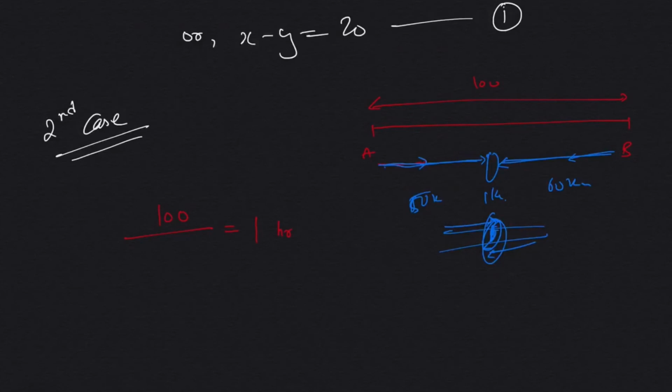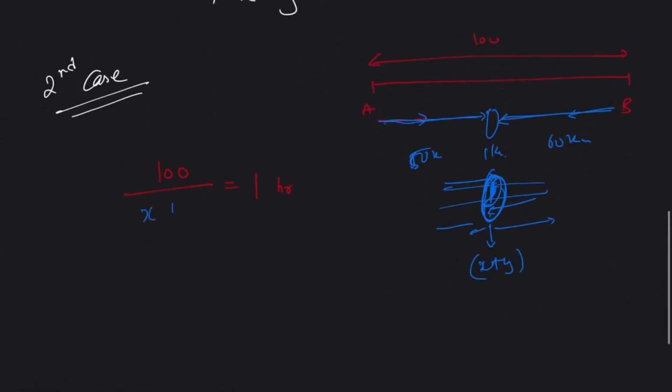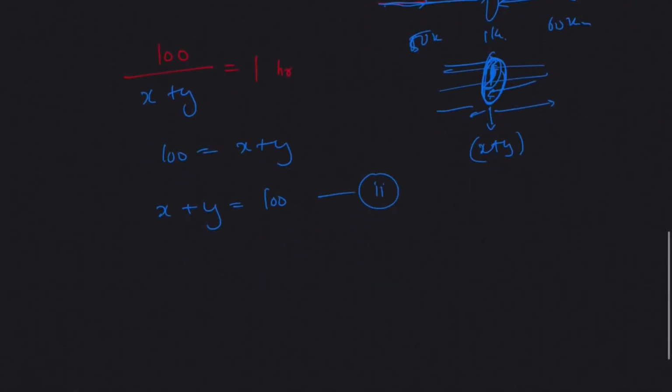Why? Because at that point when both of you meet, one at 50 and the other at 60, the net speed becomes the combined speed of both of you at that point only. That's why at that point it becomes x plus y. So 100 equal to x plus y, or interchanging the sides, x plus y equal to 100.